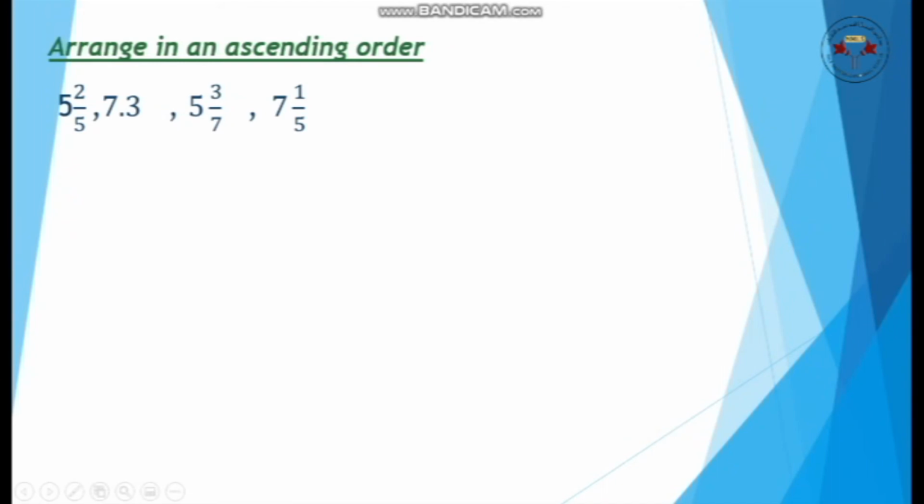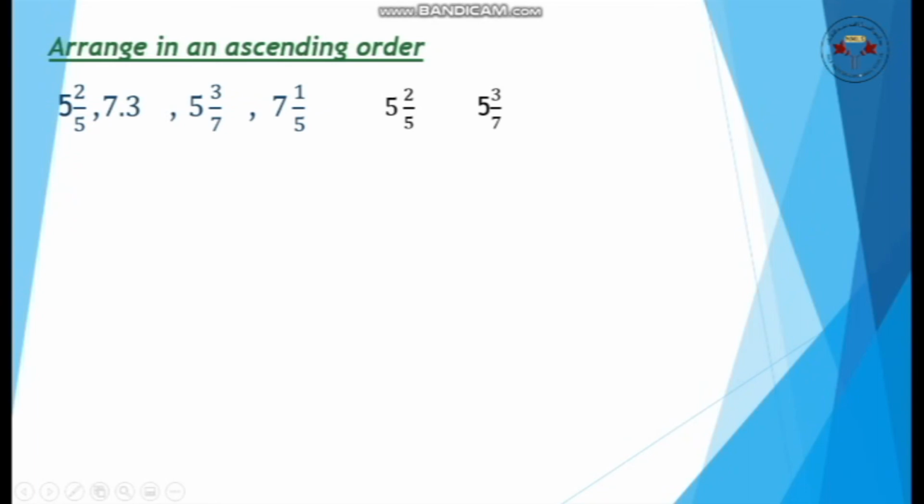So I have to compare first between these two. Which one of them is the smallest, to take it and write it first? So let's see. I will take them aside and compare between them and choose the smallest one to write it first. First of all, I will just write them: 5 and 2 over 5 and 5 and 3 over 7. I see that the 5 is the same as the 5. And here, the fractions.